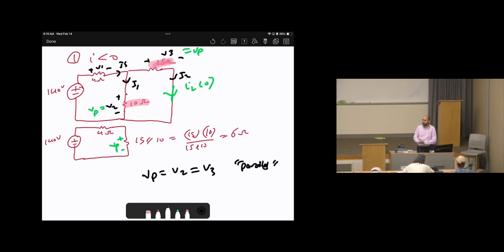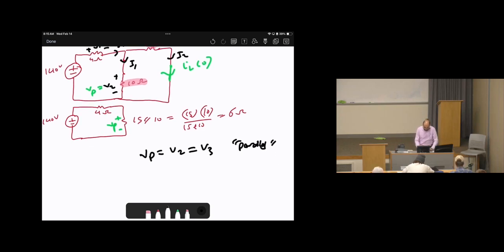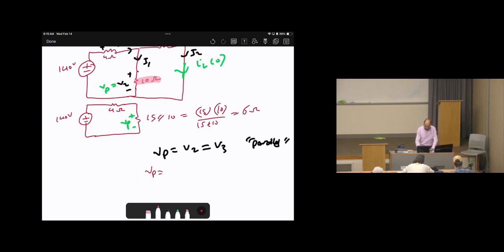Okay, what else? We can calculate VP by using Ohm's law, which is I times R equivalent. Or not R equivalent, I will say RP, which is I times 6. But we don't know I source yet. How to calculate I source?